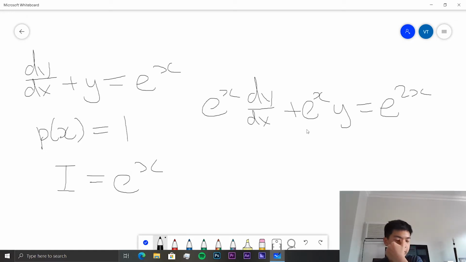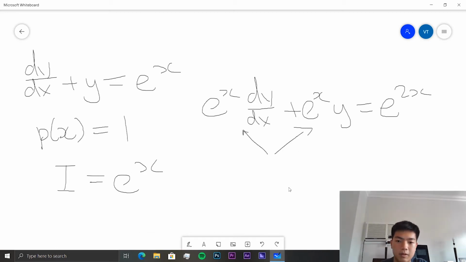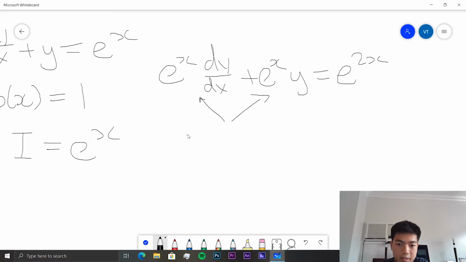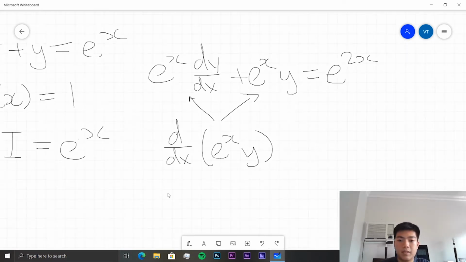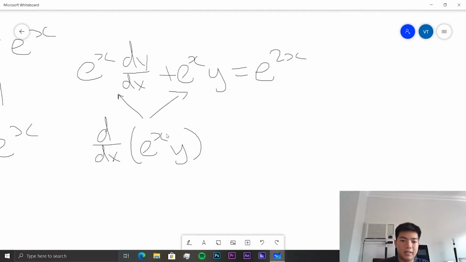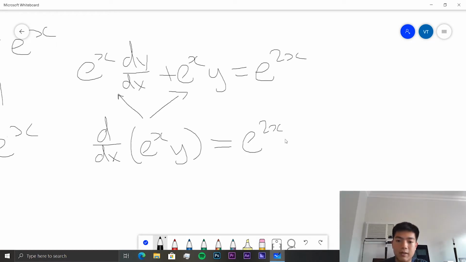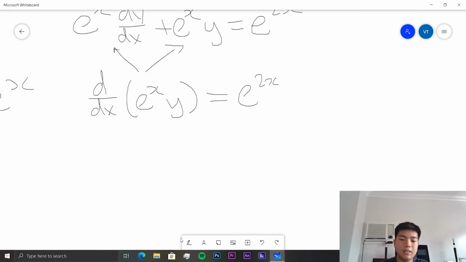And what's interesting to note here is that this is the result if we product rule the original function d over dx of e to the x times y. It took me a while to get this, but yes, if you product rule this and get the derivative with respect to x, you end up with this here. So that's what allows us to convert from standard form to exact form, and this is equal to e to the 2x.